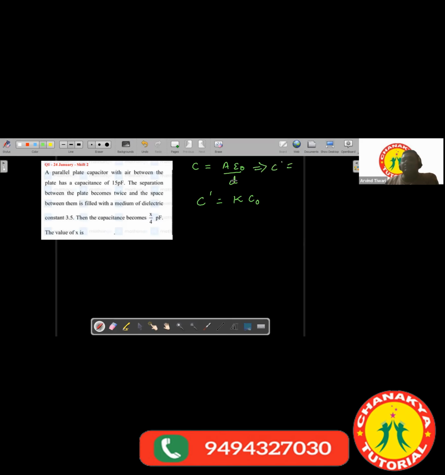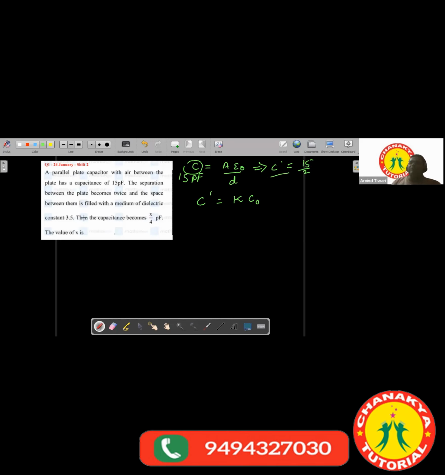Yes, the distance is doubled. So capacitance is inversely proportional to distance. So what should be the new capacitance here? This capacitance is 15 picofarad, and if you are doubling the distance, it becomes twice. So this new capacitance would become 15 by 2, that's half of it. This new capacitance will be half of this because the distance has doubled, and we know that the capacitance is inversely proportional to the distance. So this is the new capacitance.